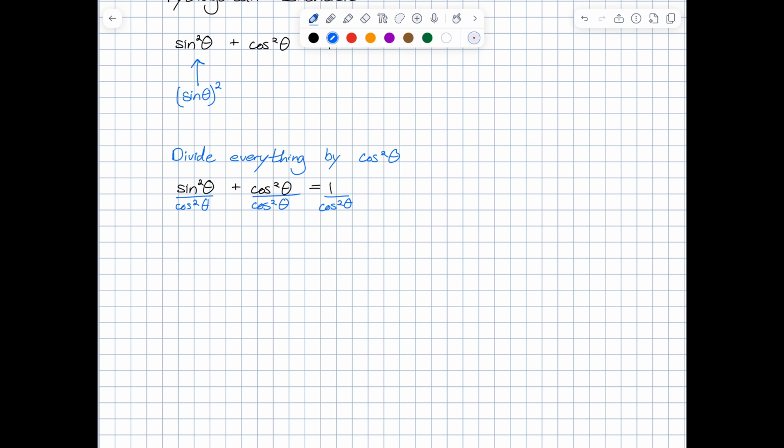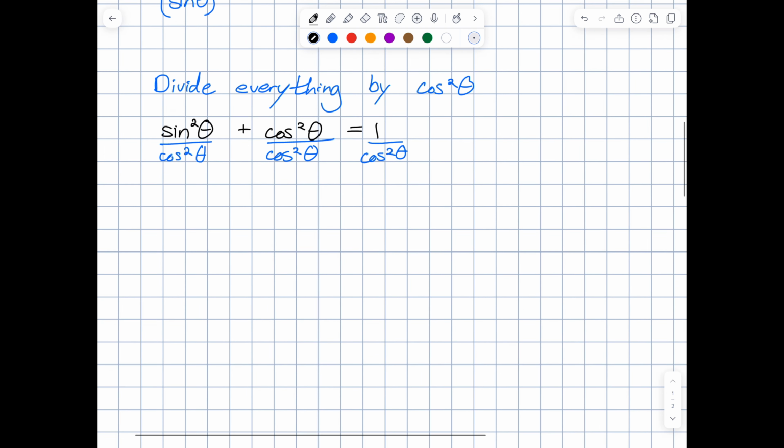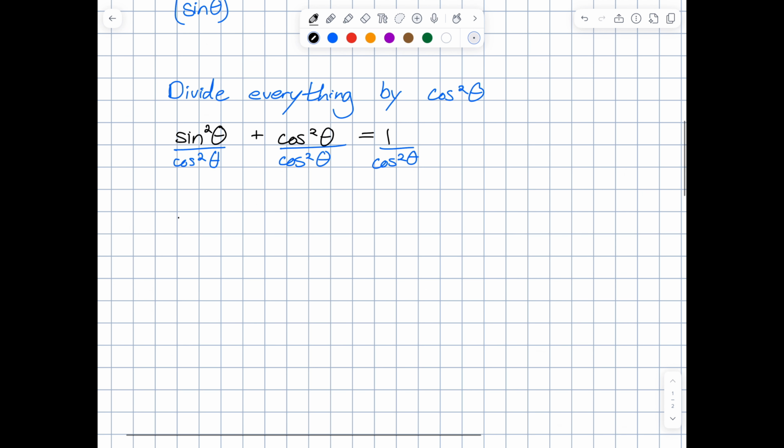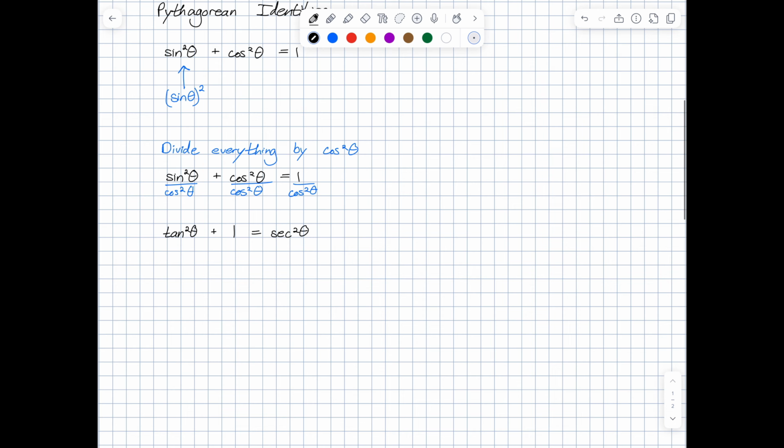So sine squared over cosine squared, hopefully you remember from ratio identities, that's just tangent squared. Cosine squared over cosine squared is going to simplify to 1. And then we have 1 over cosine squared, which is equal to secant squared. And that is our second Pythagorean identity.